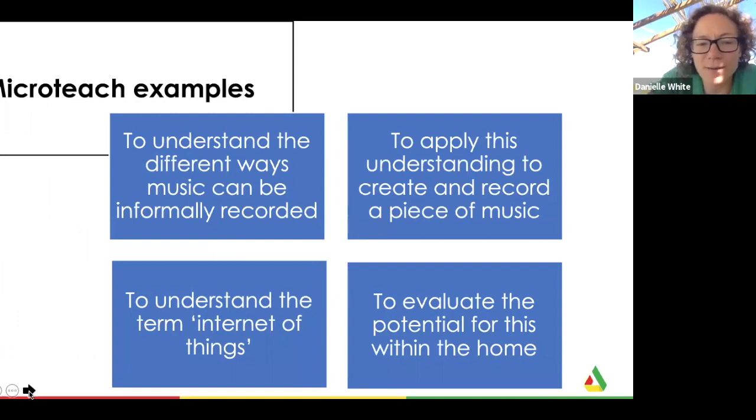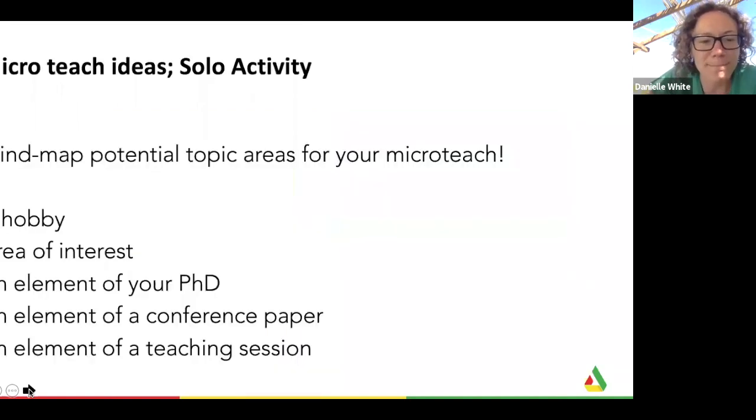Here are some microteach examples. So to understand the different ways music can be informally recorded. To apply this understanding to create and record a piece of music. To understand the term Internet of Things, and to evaluate the potential for this within the home. So you're evaluating it and you're understanding what the needs are of the home, and you're understanding the Internet of Things, and you're thinking then about how to apply that understanding. So there's a bit of evaluate and there's a bit of apply there.